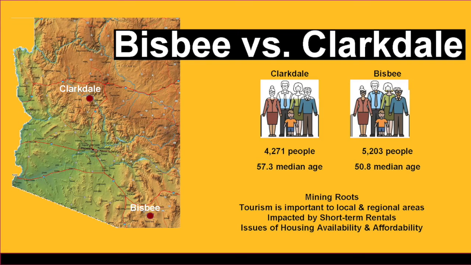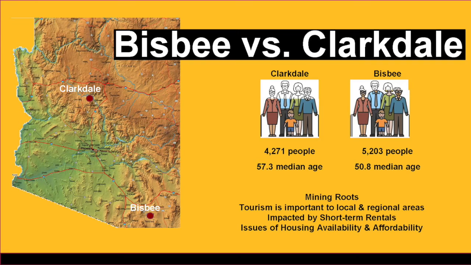Ultimately, we concluded that Bisbee and Clarkdale had similar characteristics when it came to population and age. Clarkdale's median income was $15,000 higher than Bisbee's, and Bisbee had almost a quarter of its employment in the retail and entertainment industry compared to only 15% in Clarkdale.